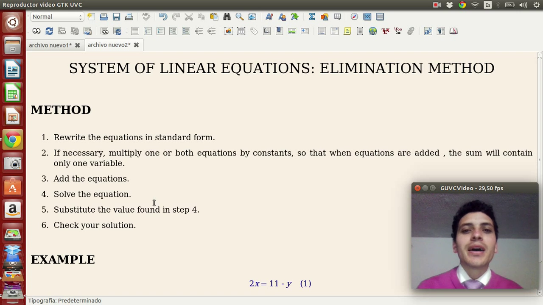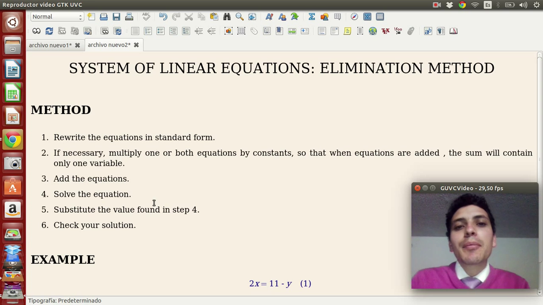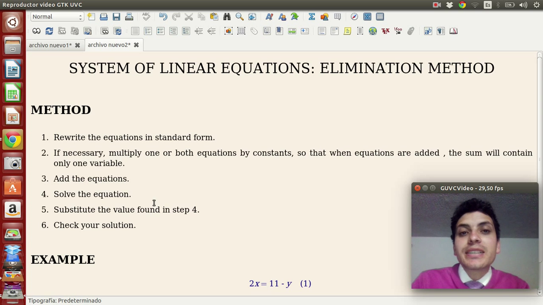Hello, I'm gonna show you the system of linear equations, but this time I'm gonna explain the elimination method. So let's see the method and then we're going to apply it to an example. Okay, what is the method?